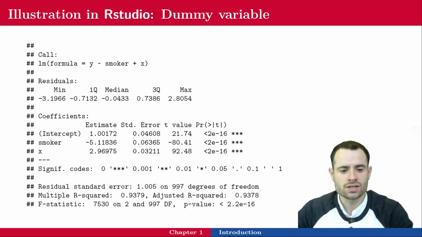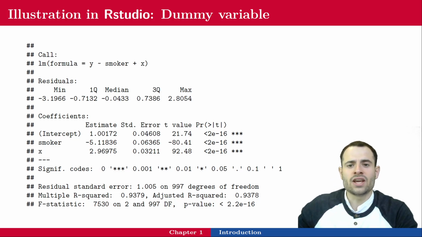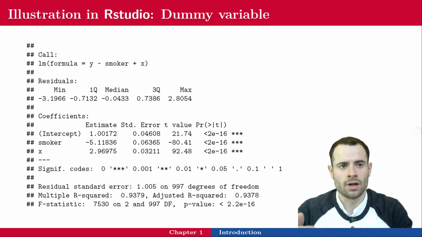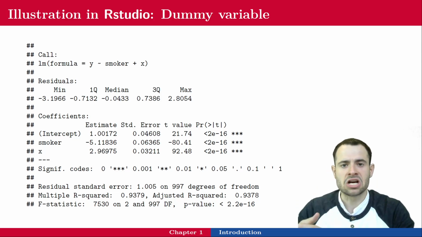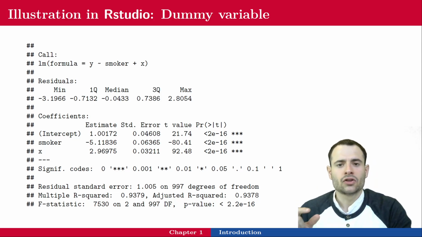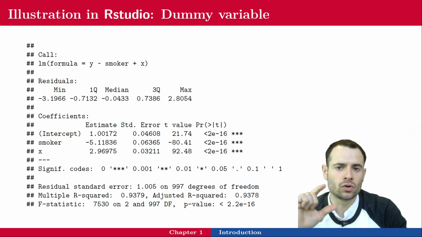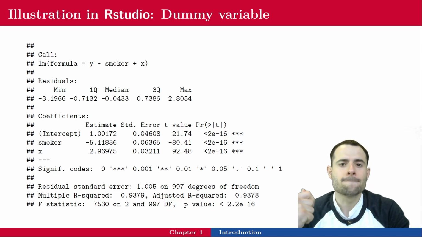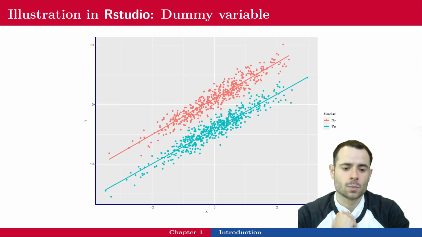What I want to show is that the estimate on the smoker variable is minus 5.11. It means that between a smoker and a non-smoker, whatever else they are, as long as everything is the same, age, number of kids, income, whatever other variable, the difference in Y between a smoker and a non-smoker will be equal to minus 5.11.